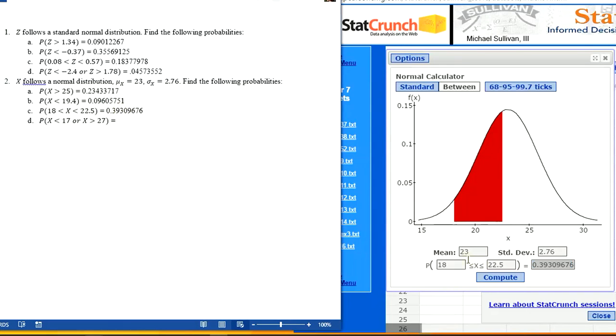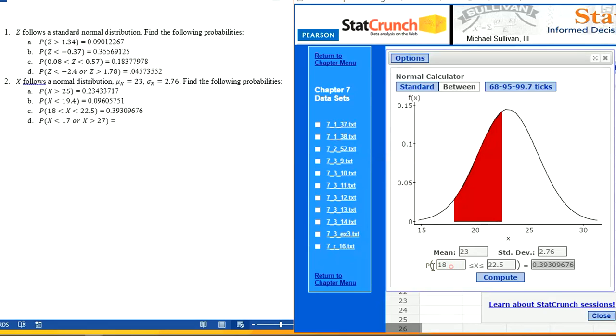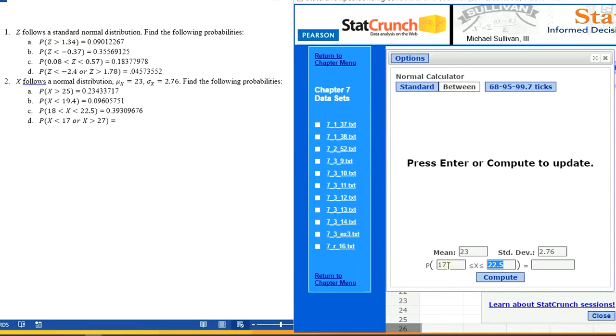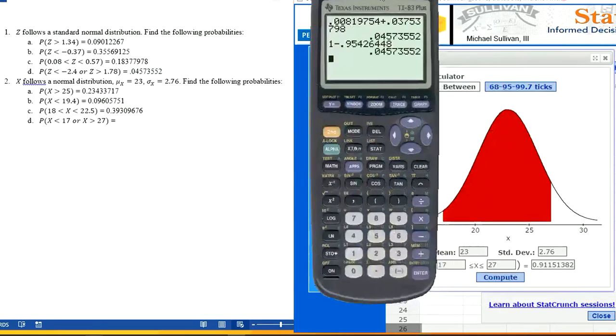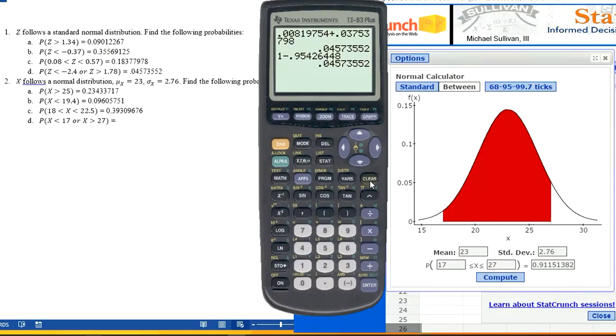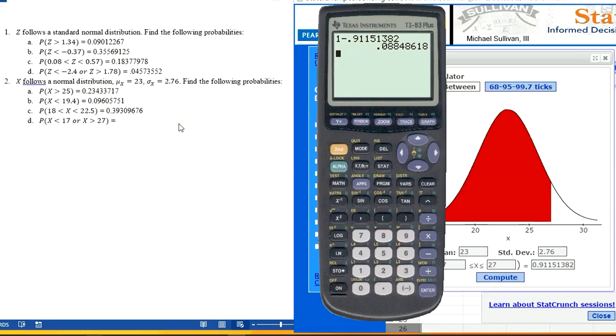Okay, and you can see, now this time I'm going to once again do from 17 and 27. I'm going to have those give the area in between, and what I'm going to do is subtract this probability from 1. So do my 1 minus 0.91151,382, calculate the difference, and that's going to be my answer.